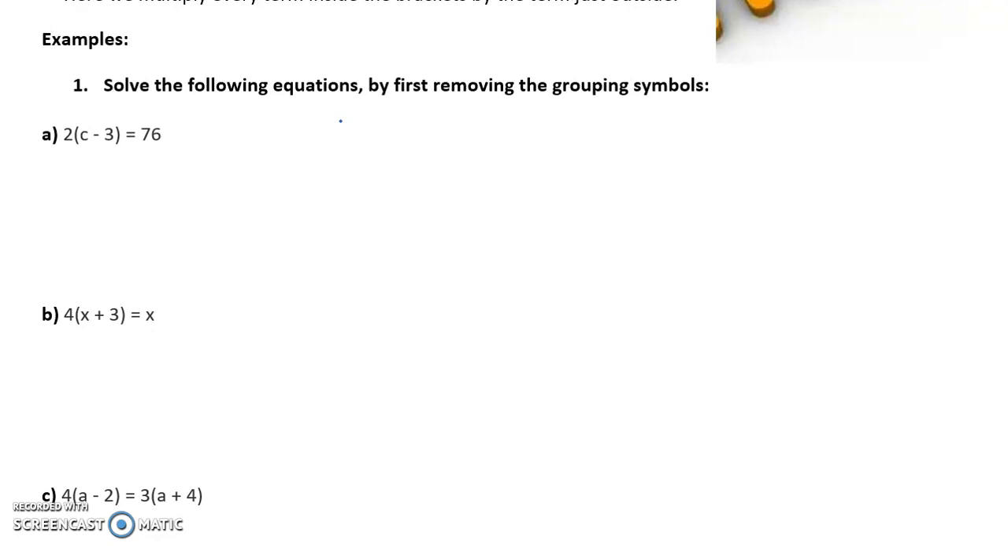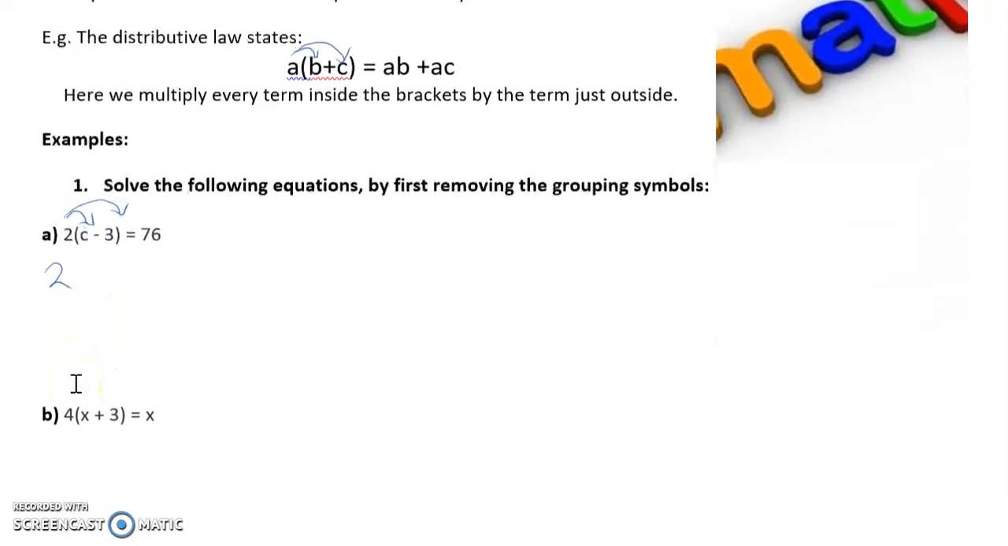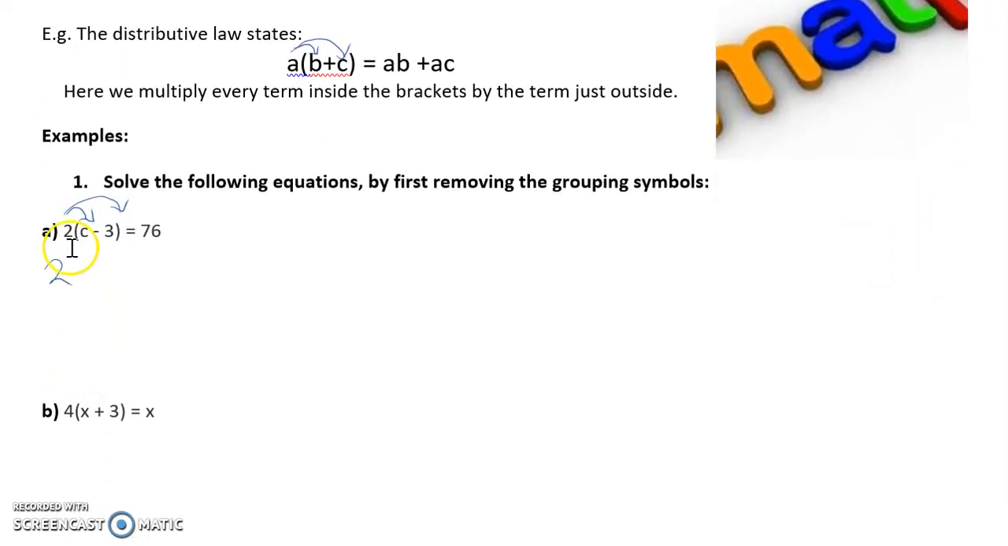So I'm going to take you through some of these examples, let you try some on your own. You're going to then write out your summary and then have a go at some questions from your text. Okay, so for the first question, what we'll be doing is multiplying through by the term at the front. So we're going to be doing 2 multiplied by the c, so that's 2c. Then we're going to be doing 2 multiplied by the -3, so that's going to become -6, and that's going to equal 76.